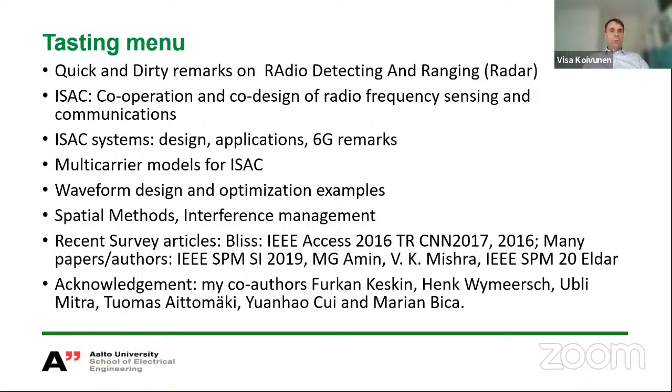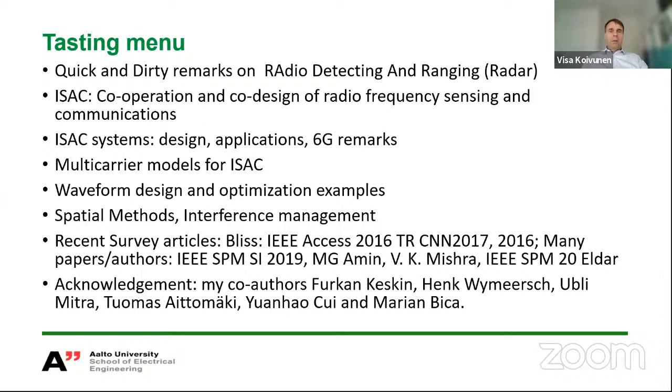Then I will talk briefly about the basic idea of system models for integrated sensing and communication, where communication and radar systems cooperate. They would be co-designed to do both sensing and communications, and this extends all the way to designing hardware and circuits, everything from information theory to circuit design. So it's a very rich area for research. I will also discuss briefly what it would mean from the 6G point of view.